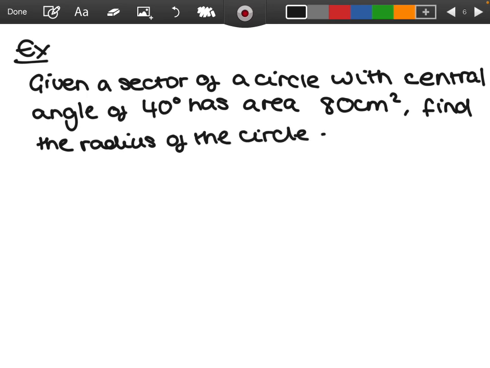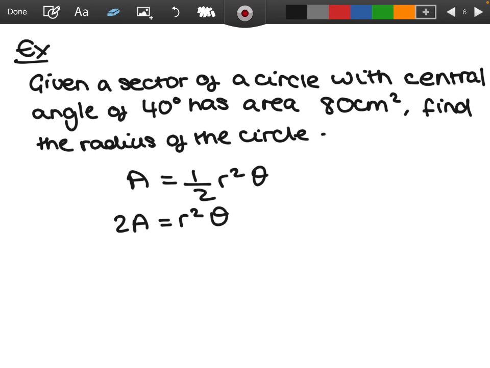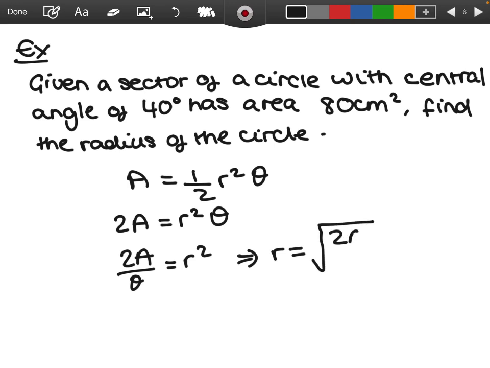Okay, let's go back to our formula. A is equal to 1/2 r squared theta. This time I am looking for r. I'm going to multiply both sides by 2. Then I'm going to divide by theta. And now I have to square root. I'm only going to take the positive square root here because we cannot have a negative length for the radius of a circle. So I'm just looking at the positive square root here.